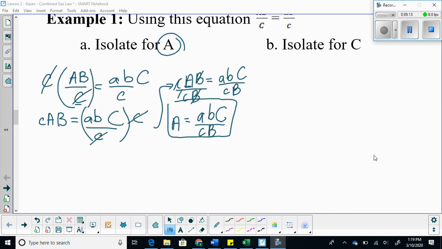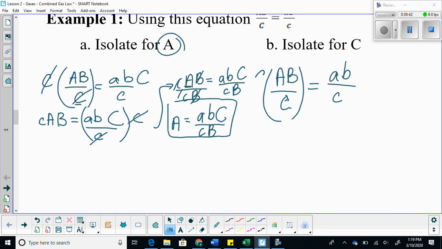Using the same equation, let's do it again. We have capital C we are isolating for this time. AB over capital C is equal to AB over lowercase c. Get rid of the denominators. They cause problems, so for now we will eliminate them. Multiply this side by capital C. Multiply that side by capital C. Multiply this side by lowercase c. Multiply this side by lowercase c.